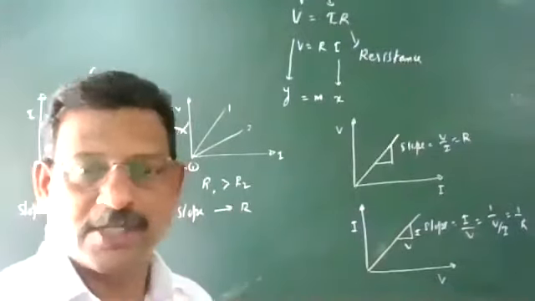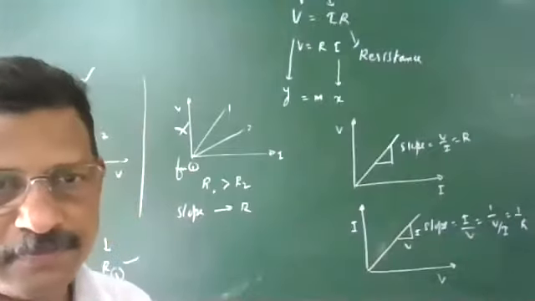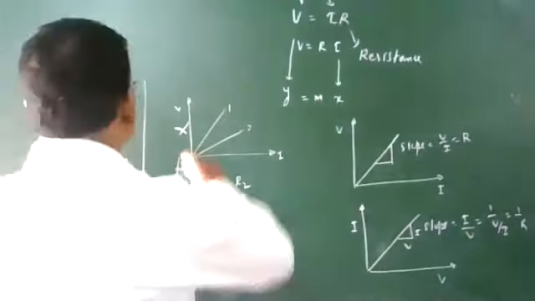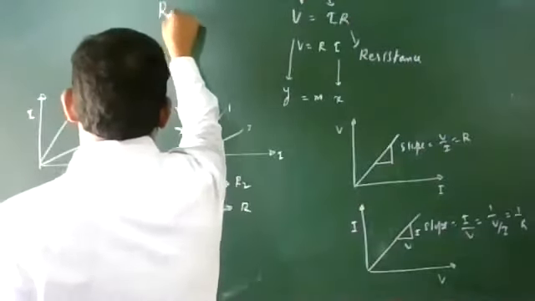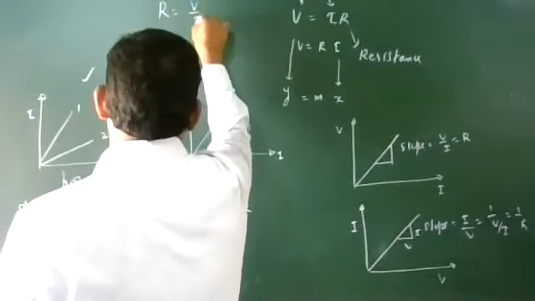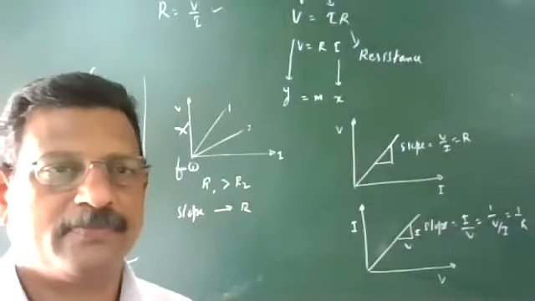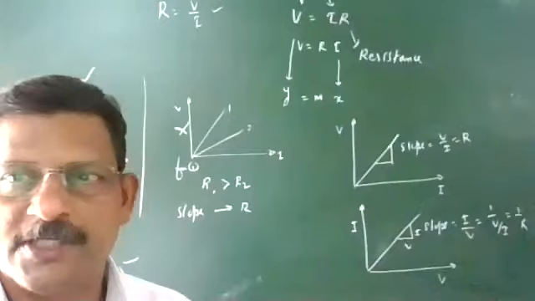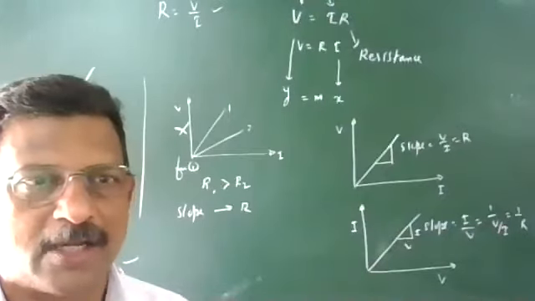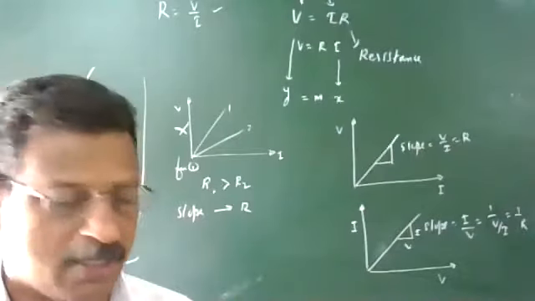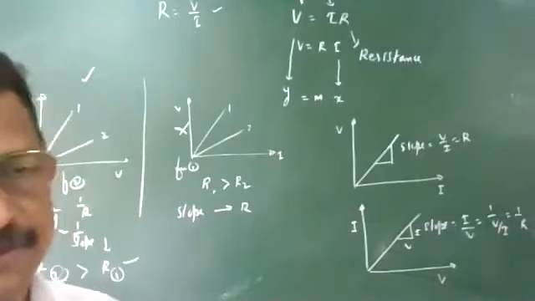Now, what is the cause of resistance in a conductor? Resistance can be measured by the equation R equal to V upon I. This is the way you measure it. And the cause of resistance is the continuous collision of electrons with atoms or ions while drifting towards positive potential under a potential difference or electric field.